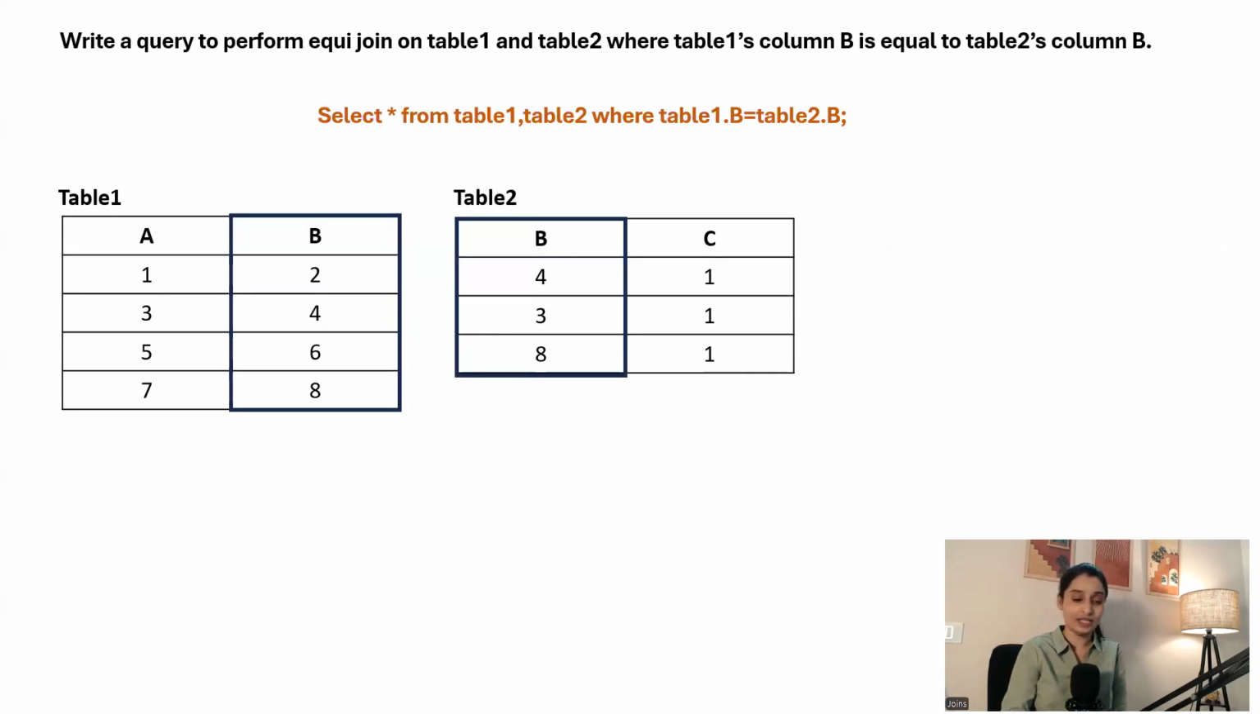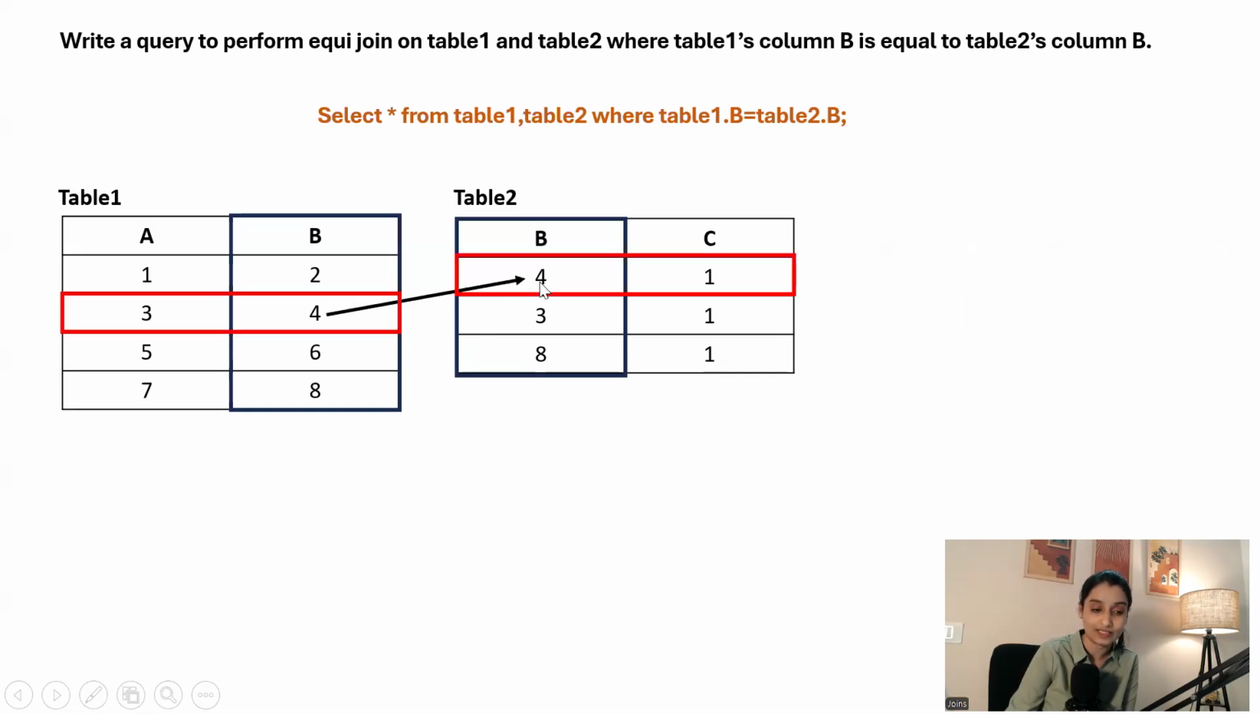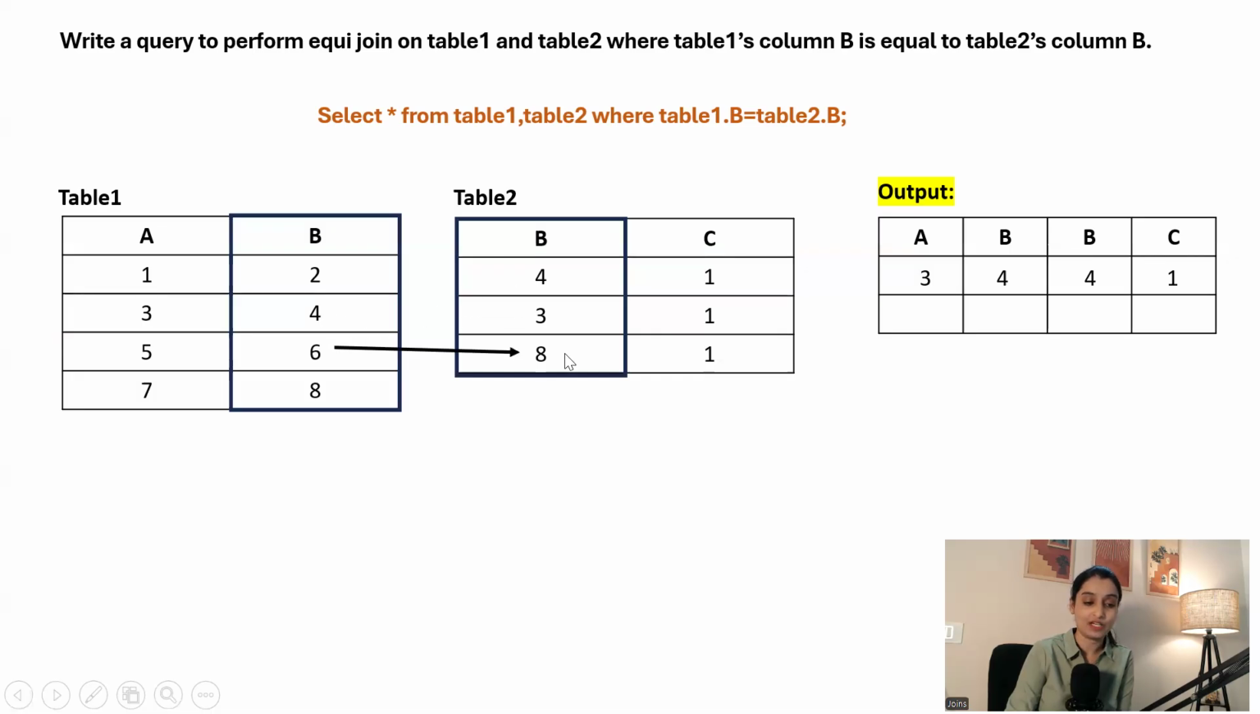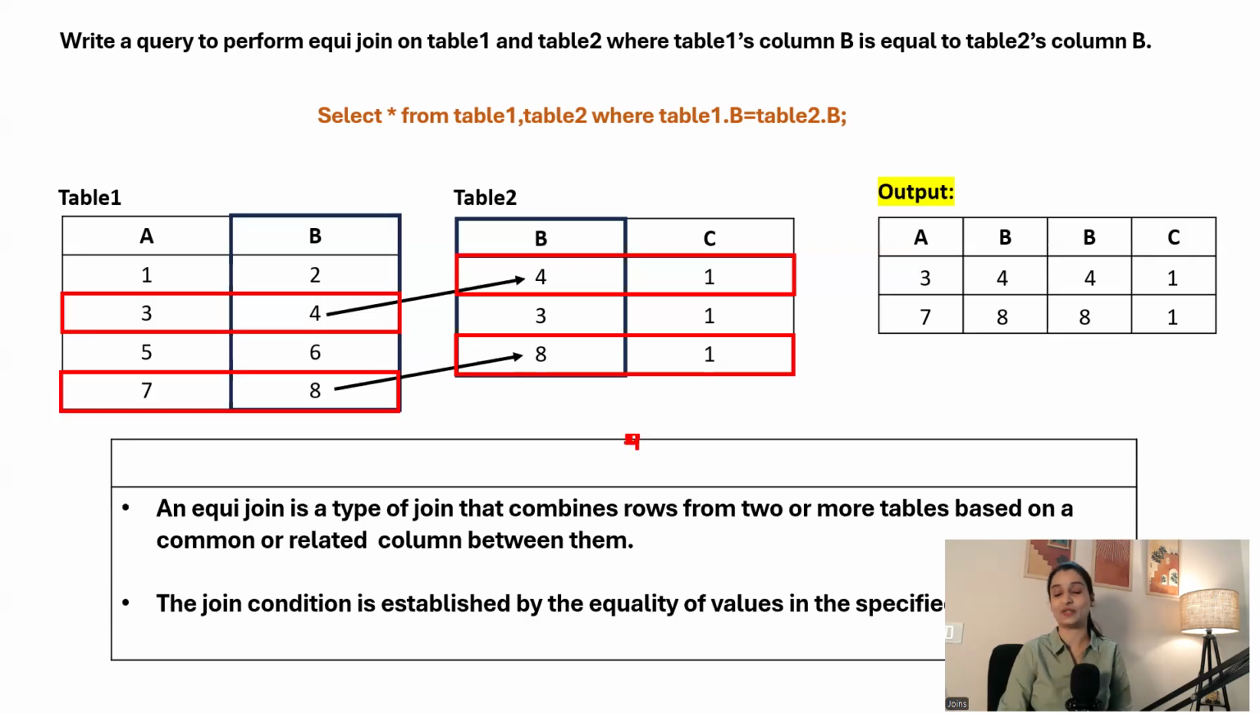This is your query. It will target both the columns and it will start matching the values because you have mentioned table 1 dot B. Inside table 1 dot B multiple values are present. So one by one it will match with table 2 dot B. So 2 is equal to 4, like this. And wherever matching records are there, that will be returned like this. You have mentioned everything, so everything got returned. In a similar way, it will continue checking for the next values. Wherever matching happened, that will be returned to you.